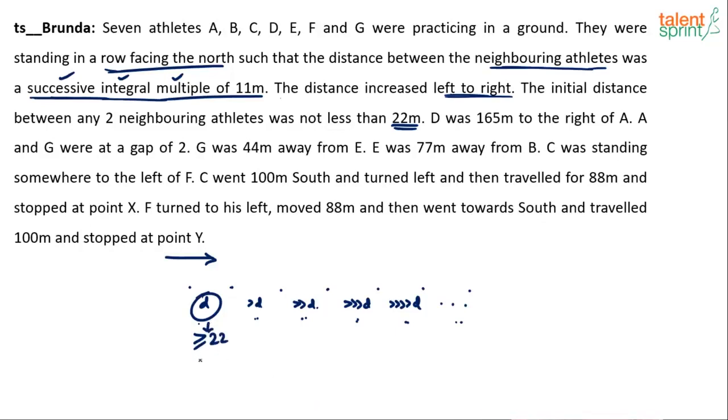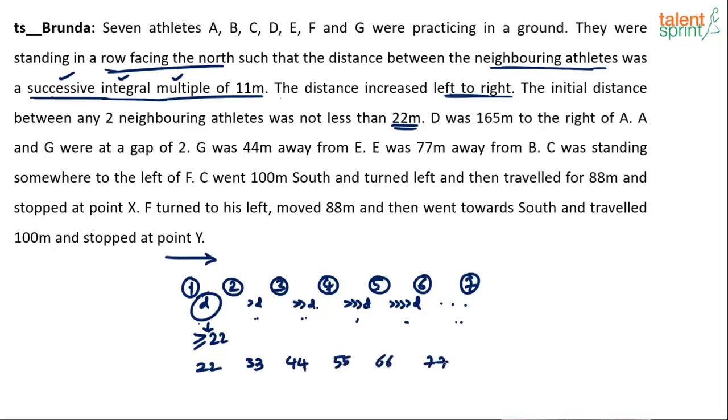For example, if this distance is, let's say, 22, it can be equal to 22 also. Yes or no? So if these are the 7 positions, then if the first two neighbors have got a distance of 22 between them, then the rest will be 33, 44, 55, 66, 77. Why is it so? Because all should be multiples of 11, all should be integral multiples of 11, all should be successive integral multiples of 11. Very, very important. So if this is 22, then 33, 44, 55, 66, 77.